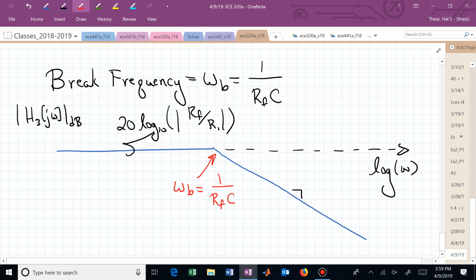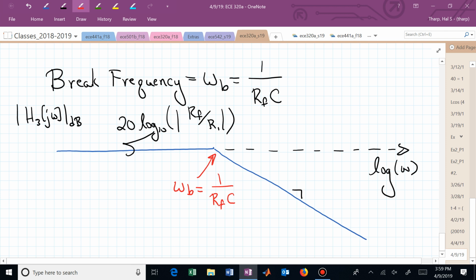And now you can see how you could design this low-pass filter. If you want that low-pass filter to have a bandwidth of 100 radians per second, you would pick 1 over R sub f C, that product, to equal 100. If that's the bandwidth that you wanted.